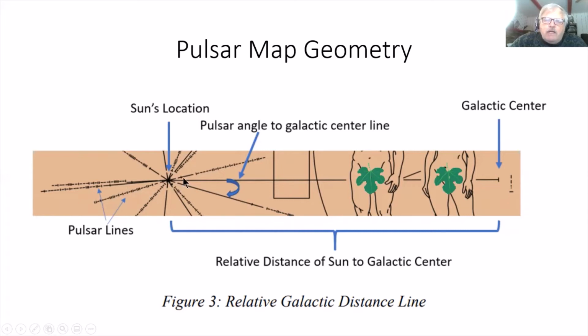Now, the full length of these pulsar lines is not the distance number. The distance is actually this first part of the line down here. And there's another part of this line that is the actual distance in the Z direction in the galaxy.